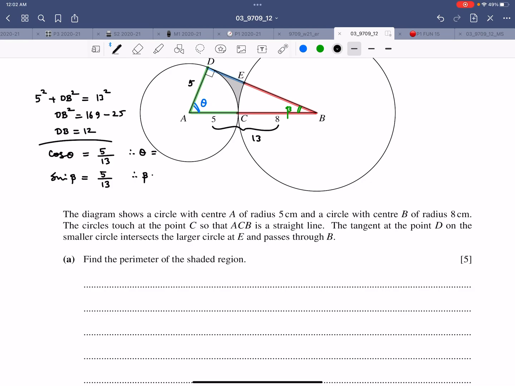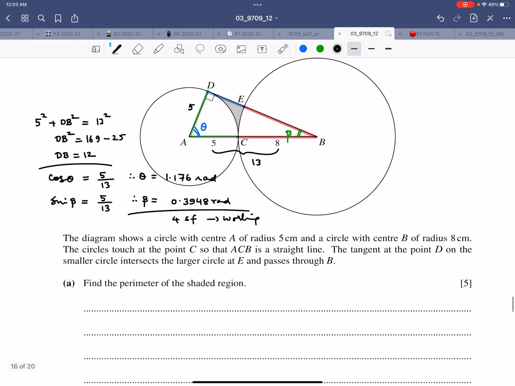You can use your calculator and you can get this answer. So now the bigger angle is 1.176 radians, and the smaller angle is 0.3948 radians, and the working is still 4 significant figures. That is the working level of accuracy. Find the perimeter of the shaded region.